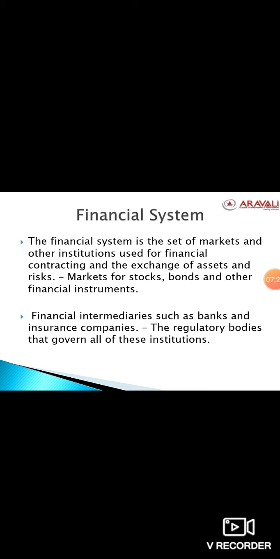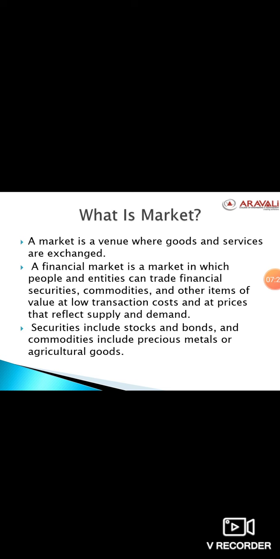Now we move to the next slide, the market. What is a market? A market is a venue where goods and services are exchanged. The financial market is a market in which people and entities can trade financial securities, commodities and other items of value at low transaction cost at prices that reflect supply and demand. Securities include stocks and bonds, and commodities include precious metals and agricultural goods.